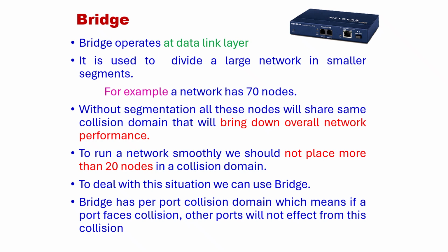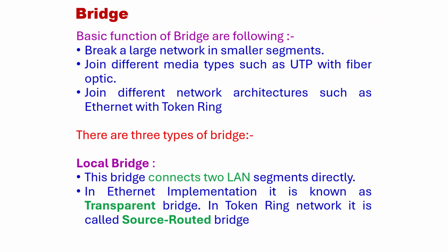A bridge operates at the data link layer. It is used to divide a larger network into smaller network segments. Without segmentation, all these nodes will share the same collision domain, which will bring down the overall network performance. To run a network smoothly, we should not place more than 20 nodes in a collision domain. So to deal with this situation, we are going for bridges.